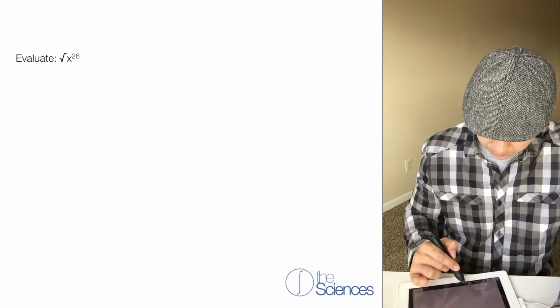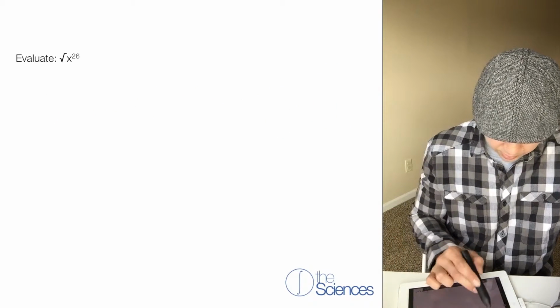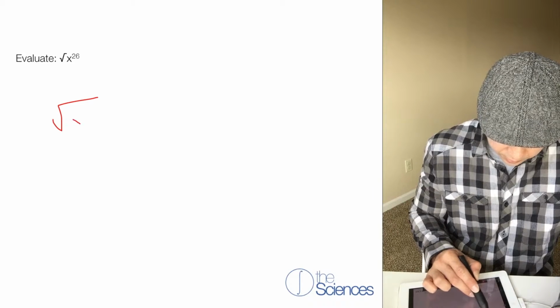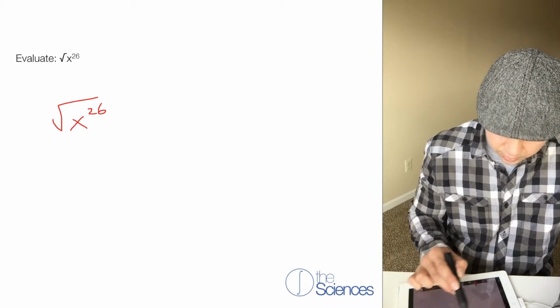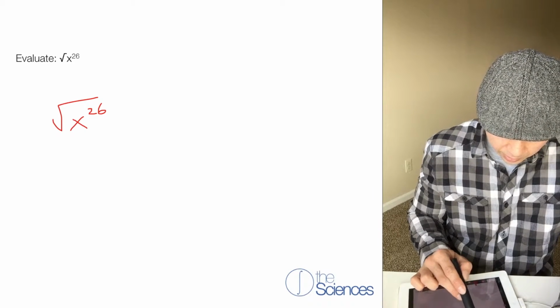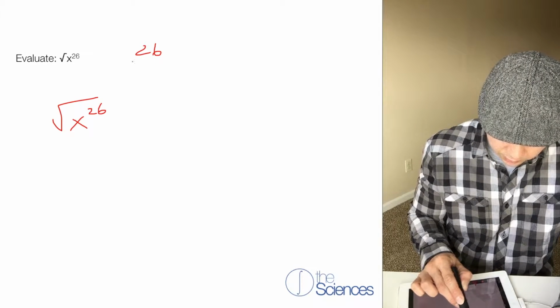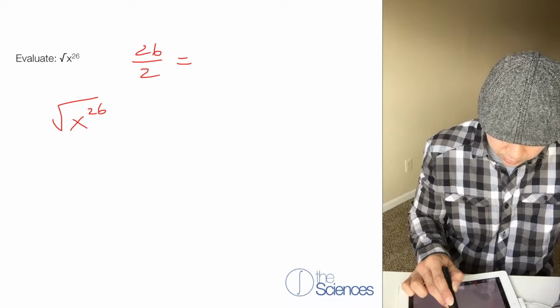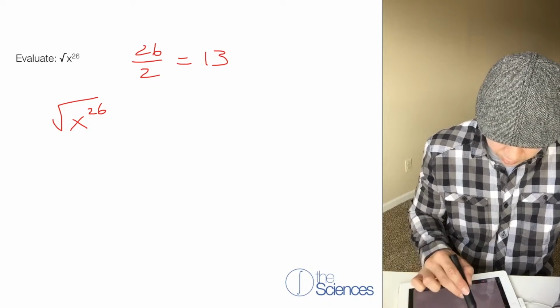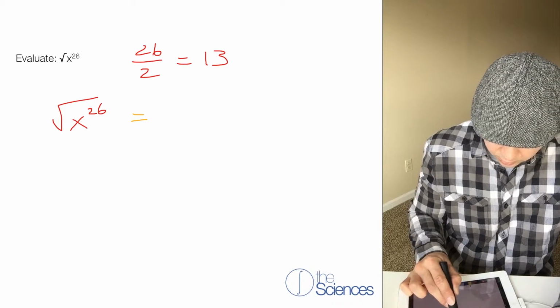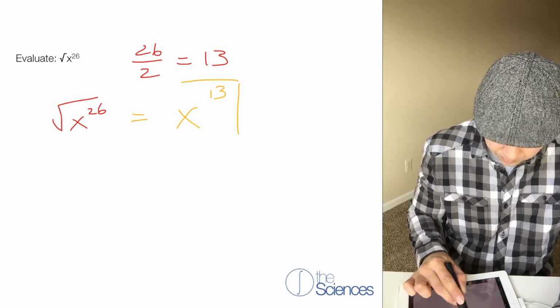So now here we have the square root of x to the 26, so we multiply that by half. So 26 divided by 2 equals 13. So that means this equals x to the 13th power.